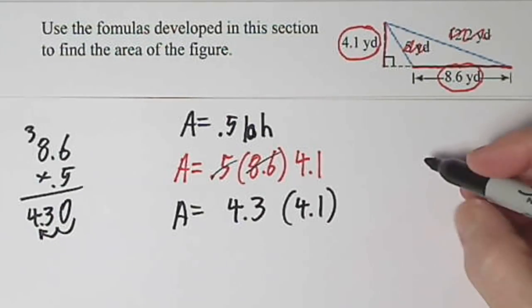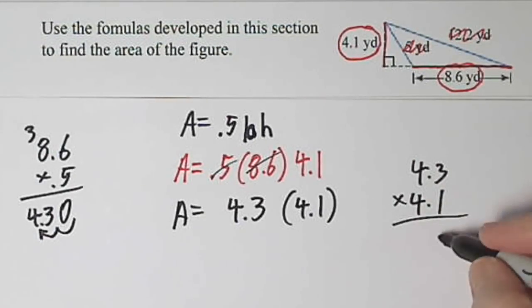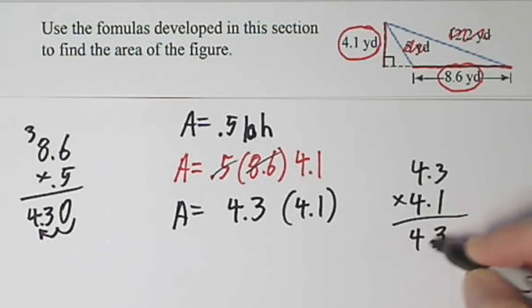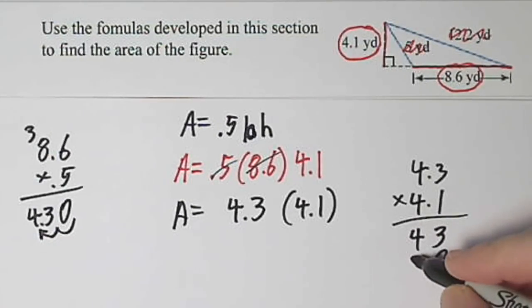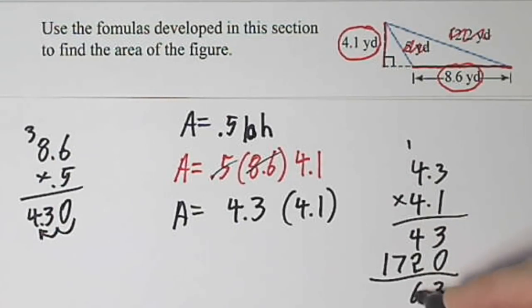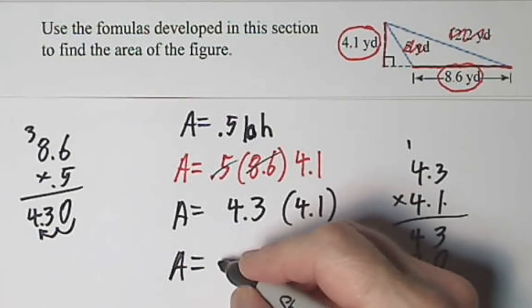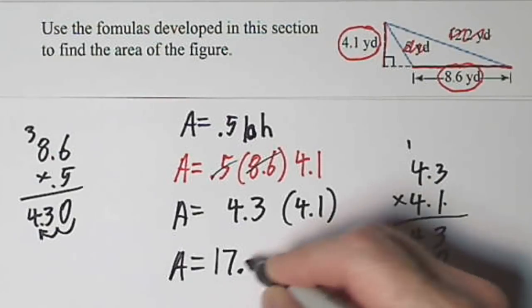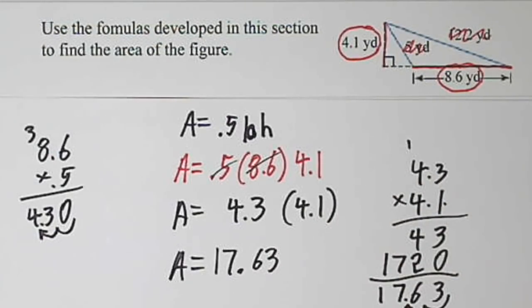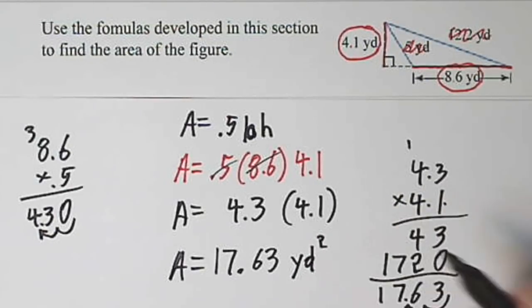All right, so now 4.3 times 4.1. And again, two decimal places, you come in twice. So the area is 17 63/100. The units are yards, so this is square yards. And we'll do one more.